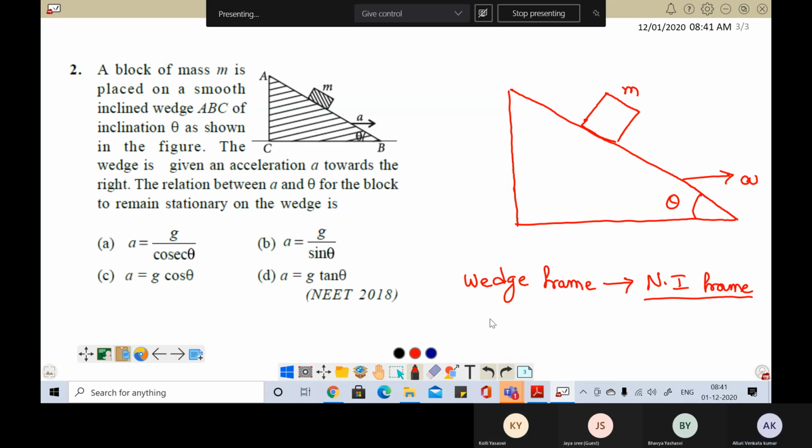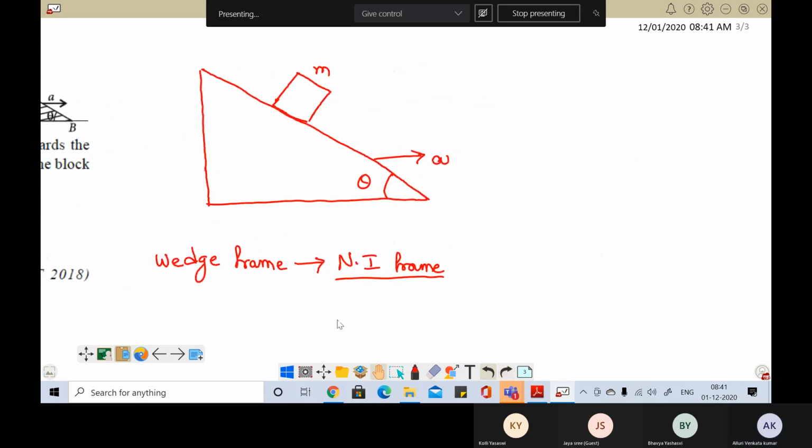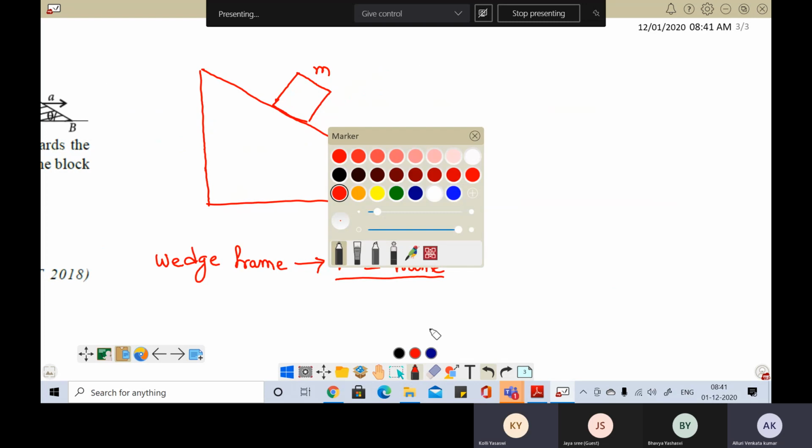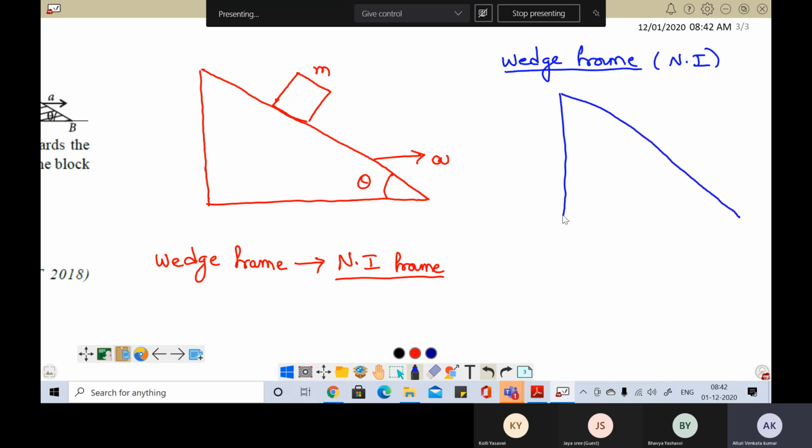Now what we'll do is we'll go and stand on what? Now we'll solve the problem from the wedge frame. That means we are standing on what? Wedge, non-inertial frame. So when you stand on the wedge, now the wedge will be at what? Rest. Now we are standing here, and the wedge is at rest. It is not moving now. Now there is a block on it.